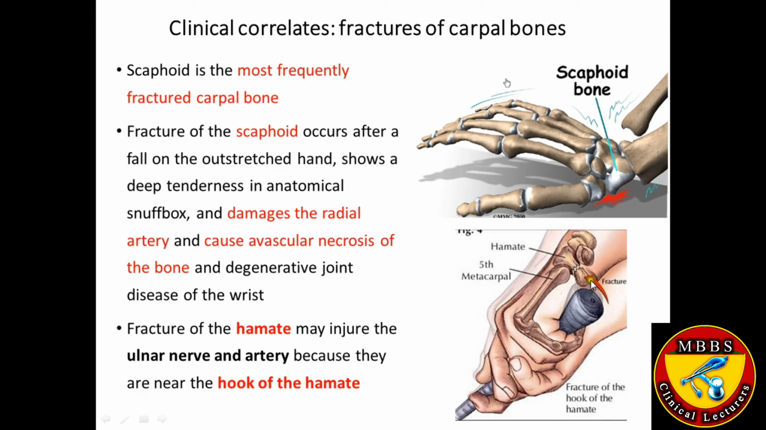When a fracture of the hook of the hamate occurs, the ulnar nerve and ulnar artery are near to it, and they may get injured during the fracture of the hook of the hamate. You can see this is the hamate. This is the hook of the hamate over here. The structures passing from there, the ulnar nerve and artery, become damaged and injured at the site.